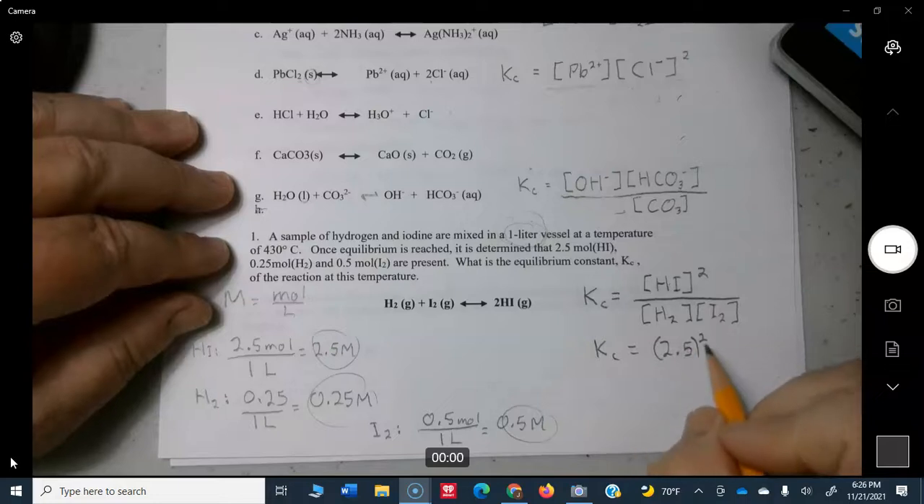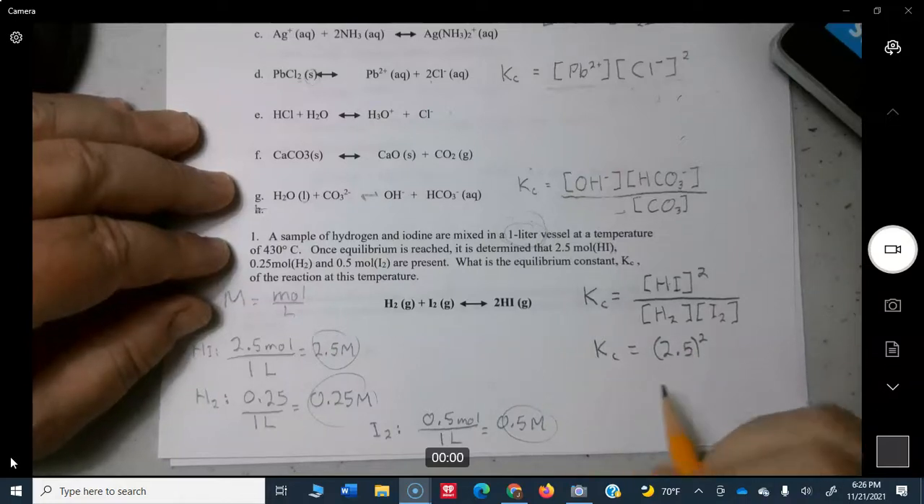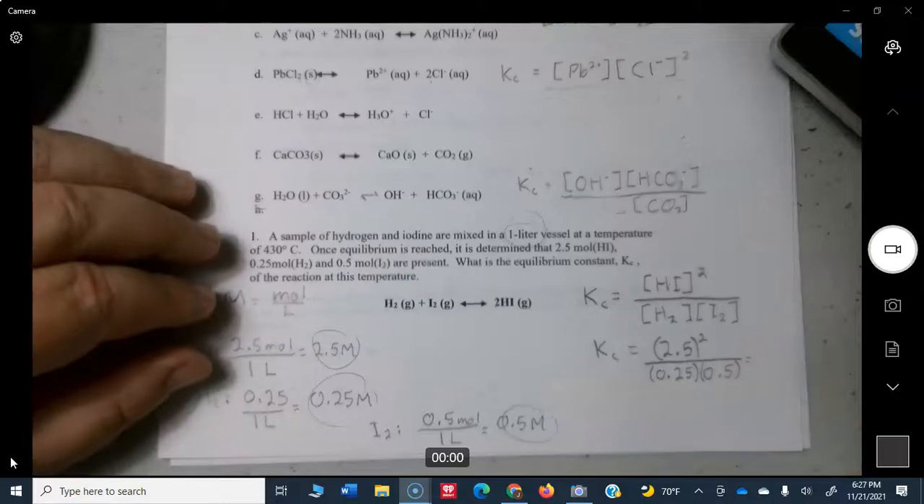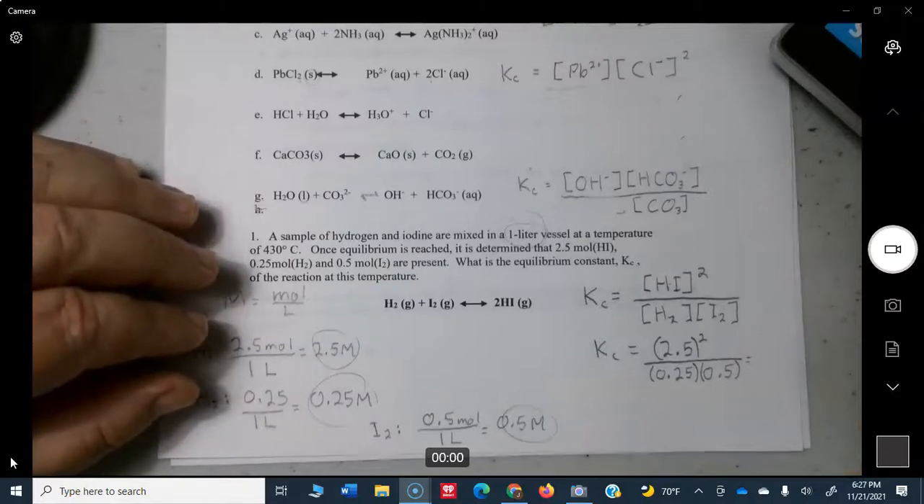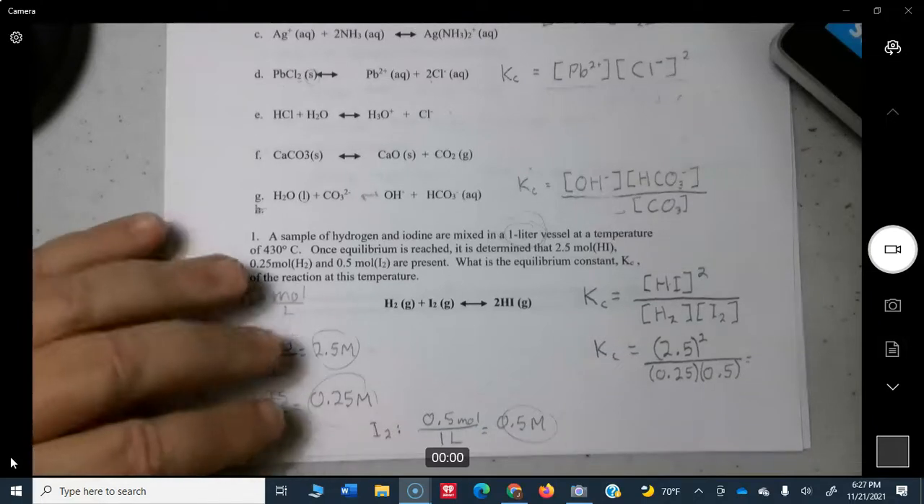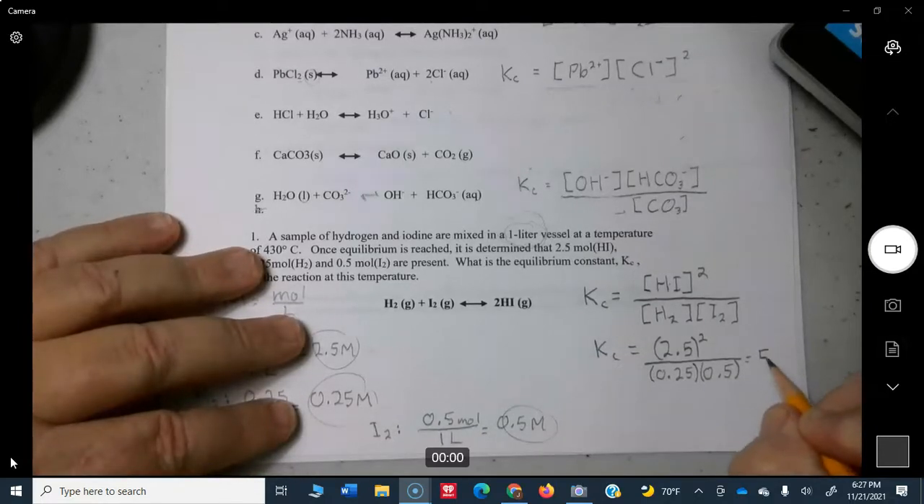Sometimes when I plug in numbers, I switch to parentheses. That's what you would have to use on a calculator, is parentheses. Okay. So we have 2.5 squared, and that gives us 6.25, divided by 0.25, divided by 0.5, and you get 50. So the equilibrium constant in this problem is 50. That's your answer right there.